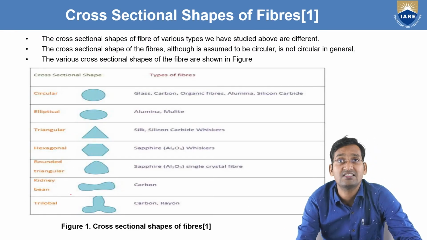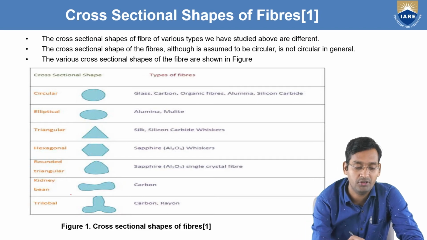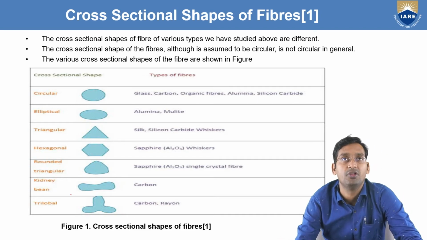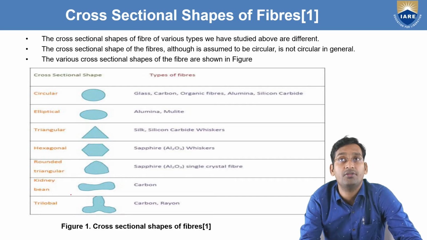Now, the cross-sectional shape of the fiber. The fibers of the various types we have studied above have different cross-sectional shapes. The cross-sectional shape of the fiber, although assumed to be circular, is not circular in general. The various cross-sectional shapes of the fiber are shown in the figure.